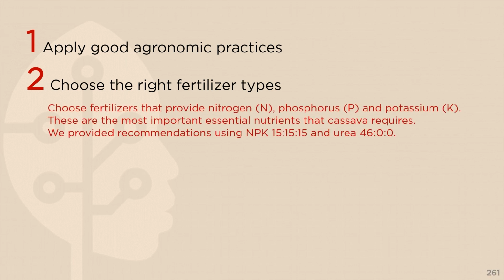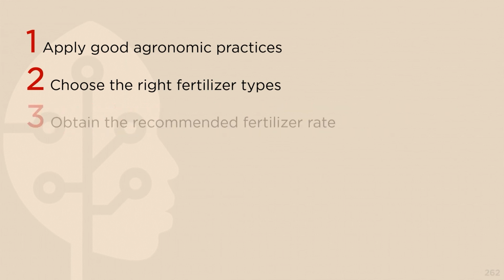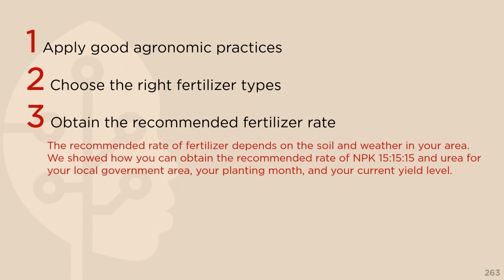Choose fertilizers that provide nitrogen, also known as N, phosphorus, also known as P, and potassium, also known as K, the essential nutrients that cassava requires. We provided recommendations using NPK 15 to 15 to 15 and urea. Step 3. Obtain the recommended fertilizer rate. The recommended rate of fertilizer depends on the soil and weather in your area. We showed how you can obtain the recommended rate of NPK 15 to 15 to 15 and urea for your local government area, your planting month, and your current yield level.